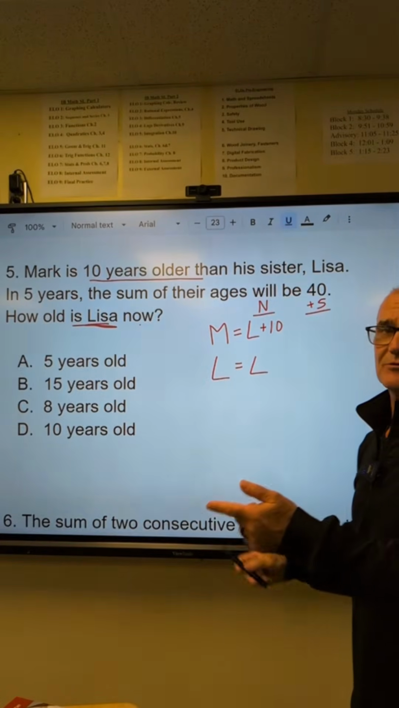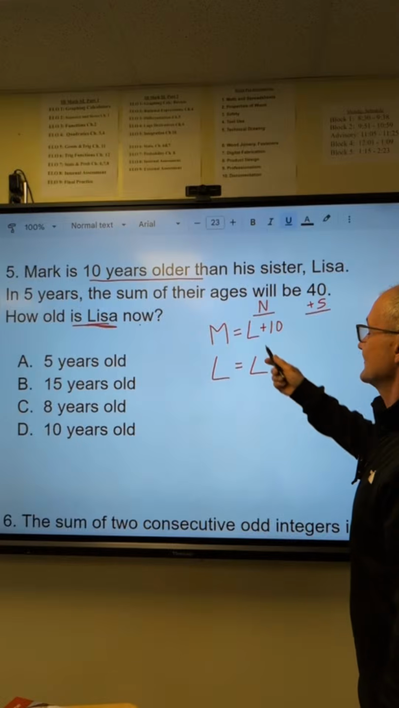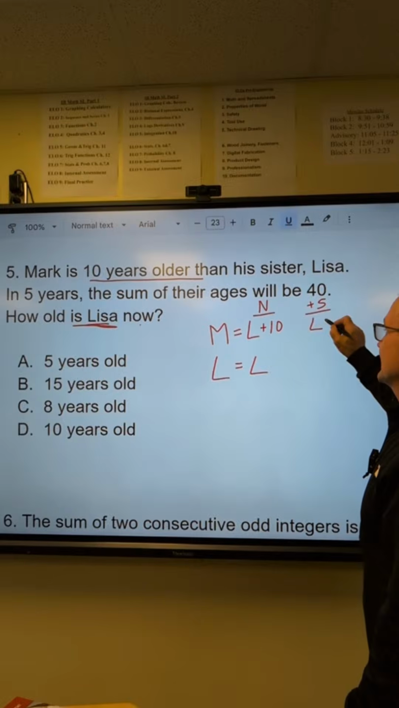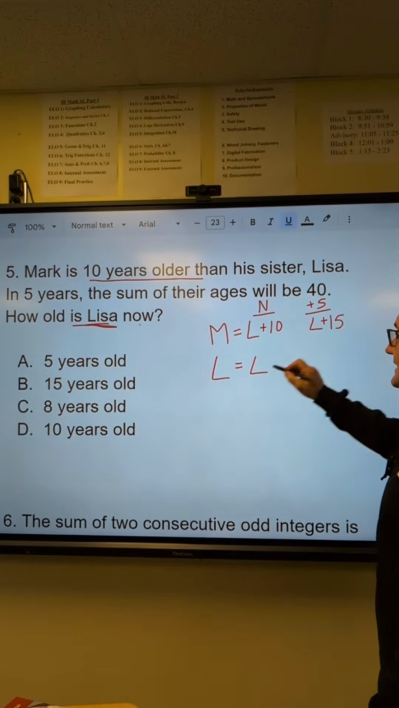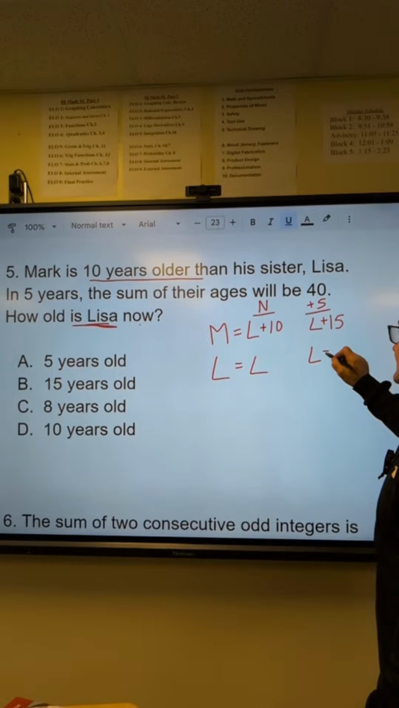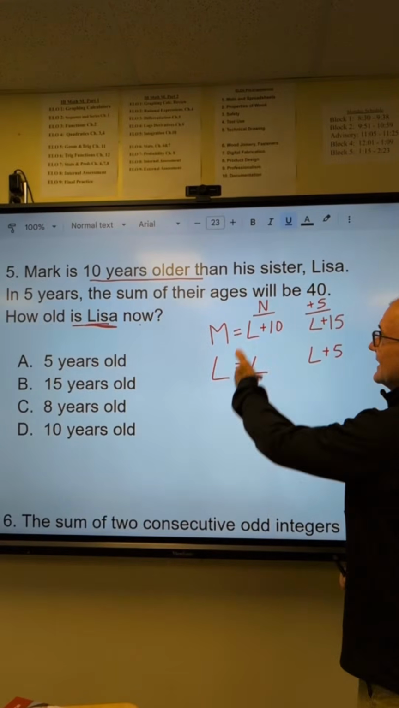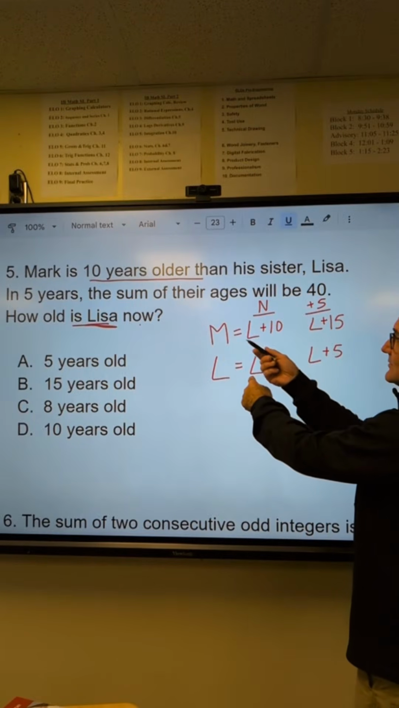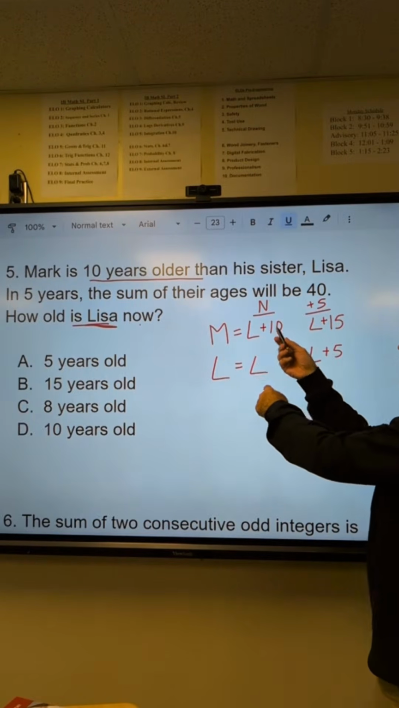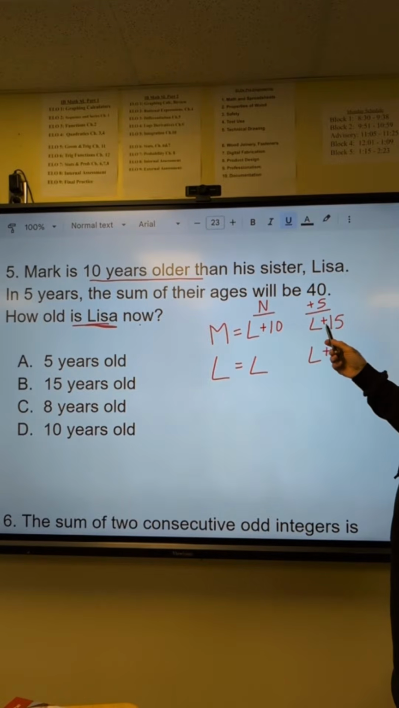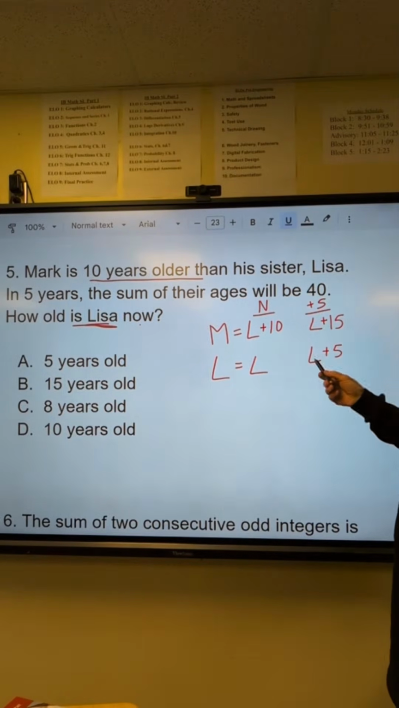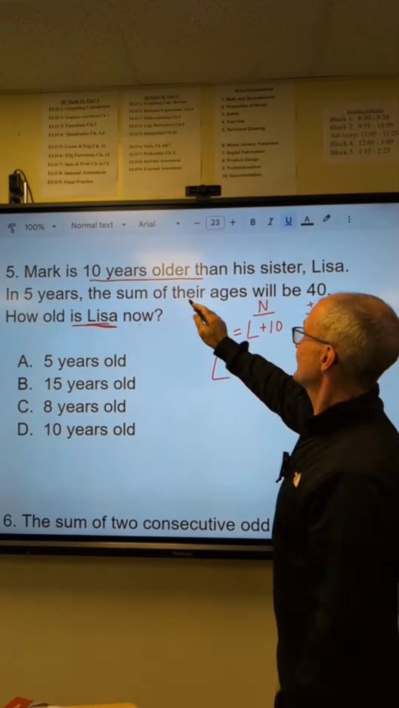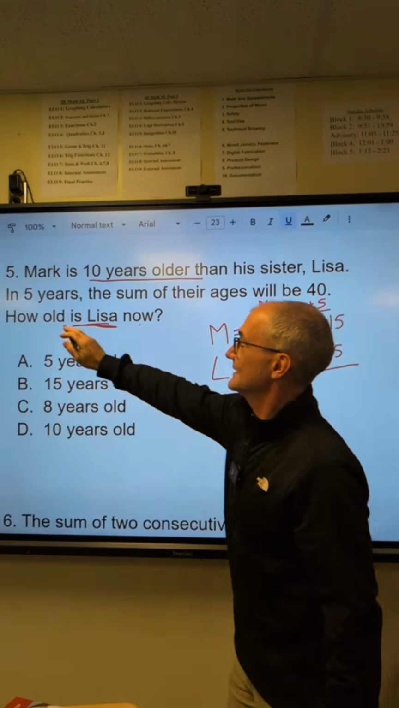Well, let's figure out how old Mark is in 5 years' time. Well, if he's L plus 10 now, in 5 years, he will be L plus 15, and Lisa will be L plus 5. So right now, Lisa's 10 years younger than Mark, or Mark is Lisa's age plus 10. In 5 years, it'll be Lisa's age plus 15, and Lisa will be L plus 5. Together, the sum of their ages will be 40.